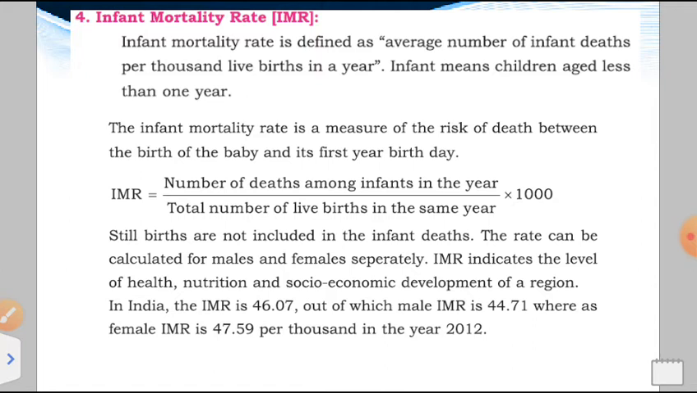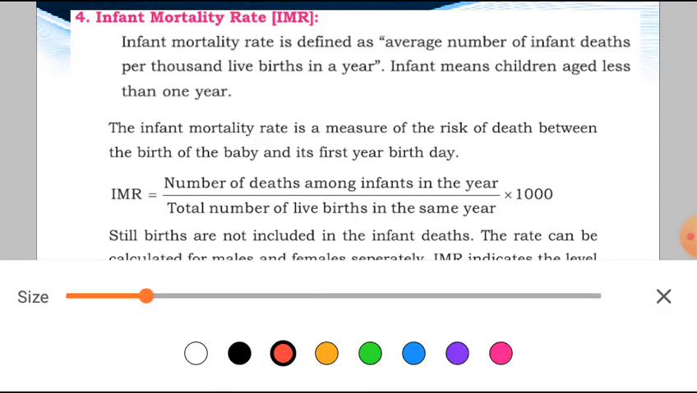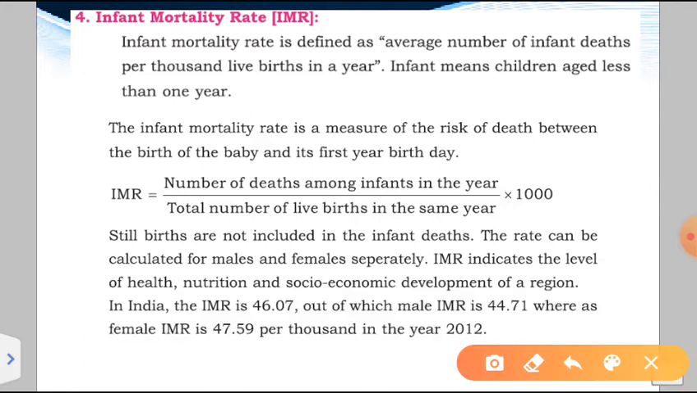So if we talk about their mortality rate, it is the average number of infant deaths per 1000 live births in a year. It means out of the total number of births happening, we are looking at how many do not cross the age of 1 year. Correct, because there is always a risk to kids when they are less than 1 year of age. So how are we going to calculate it? IMR, or infant mortality rate, is the number of deaths among infants in a year divided by the total number of live births. How many have been born in the same year is the denominator, and how many deaths have happened among infants is the numerator.